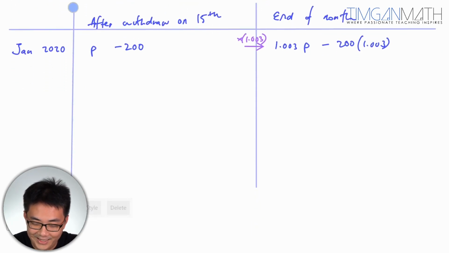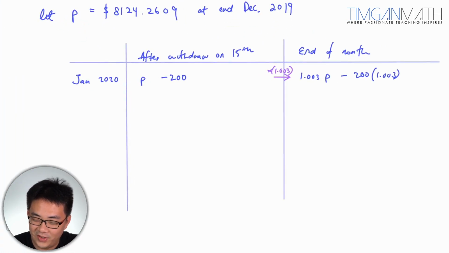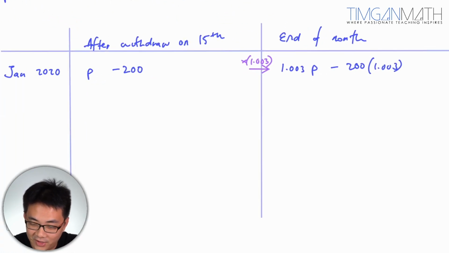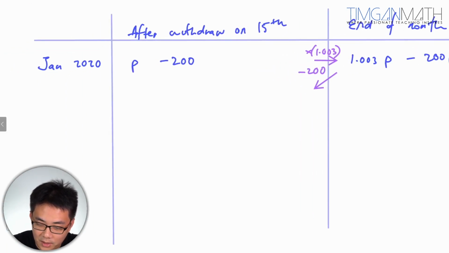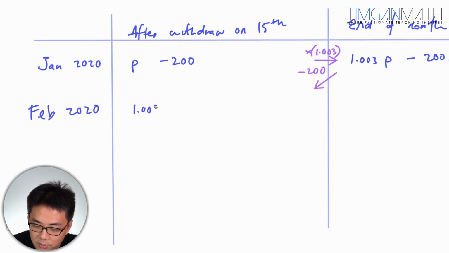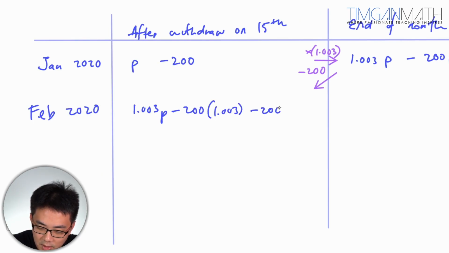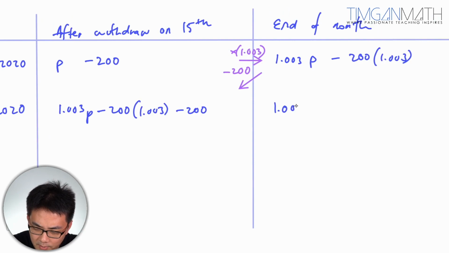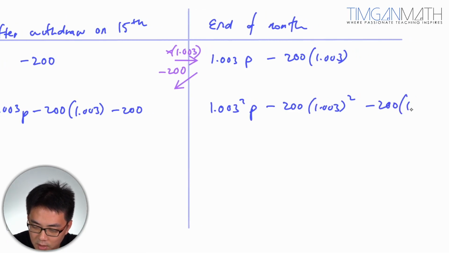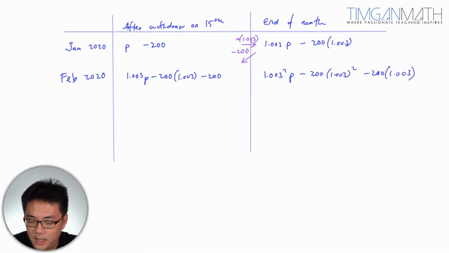I think some students who are OCD may not be able to accept the way I present. Okay, so in this case, if I go down here, it will be minus 200 also. So this case will be Feb 2020. Then I'm just going to get 1.003p minus 200, 1.003 minus 200, then multiply by this amount again. So many things to do. Okay, then it's pretty okay.